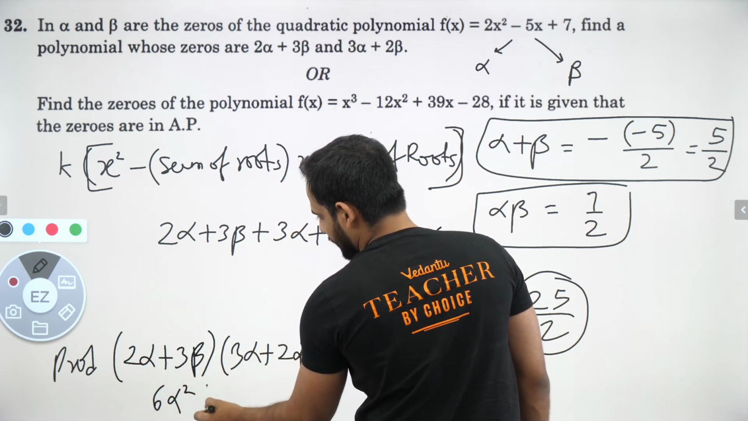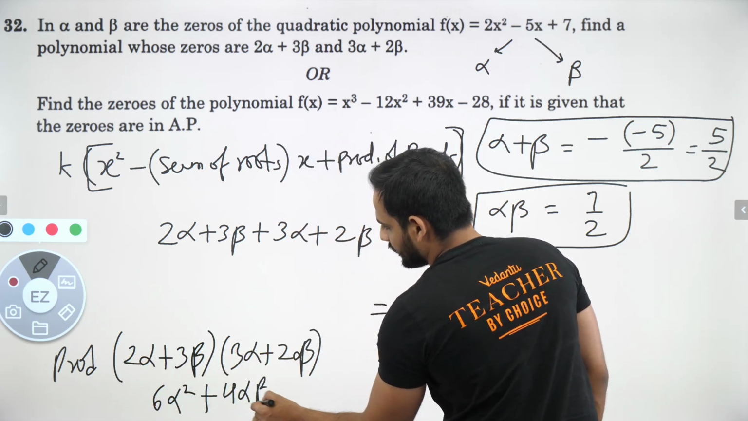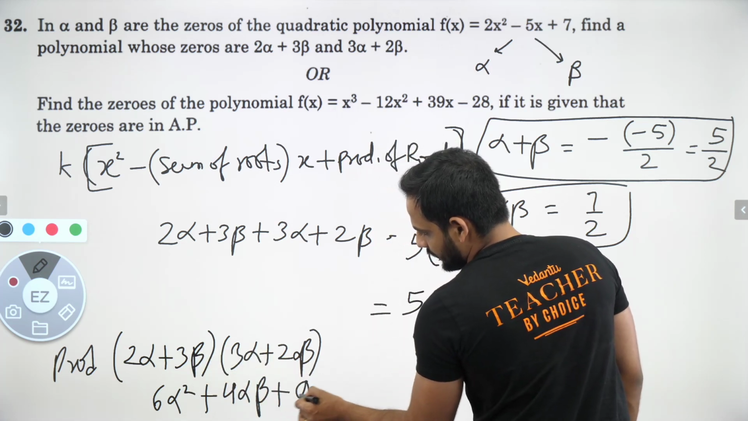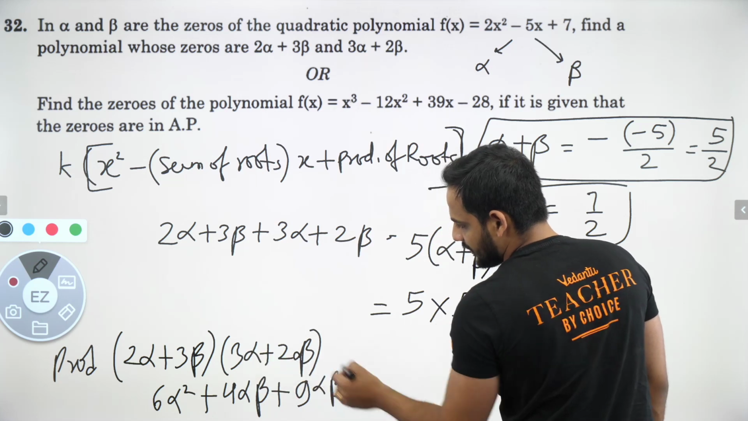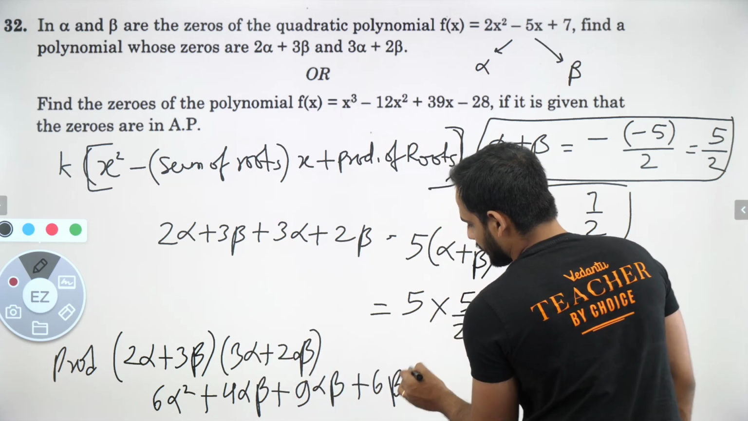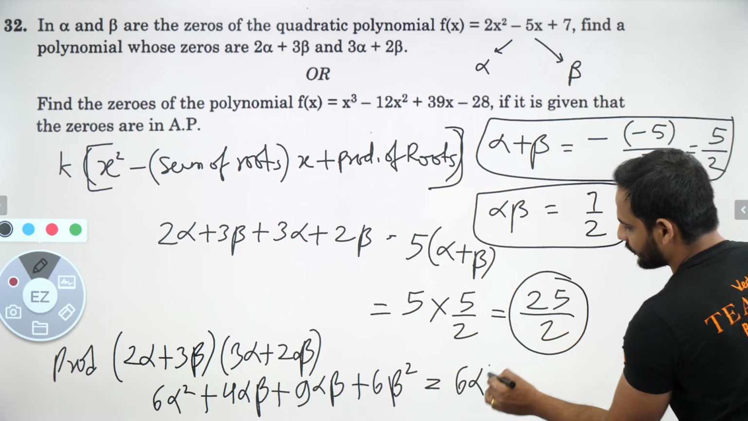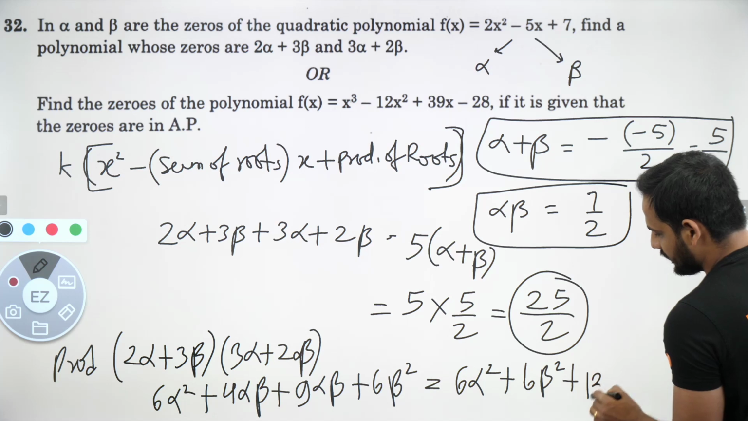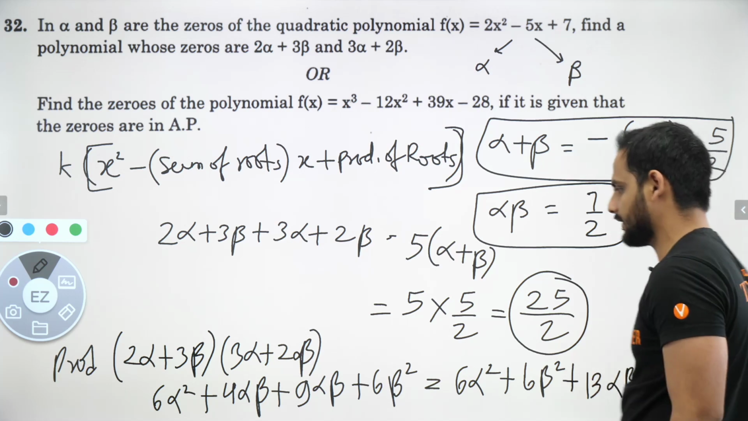2 alpha and 2 beta is 4 alpha beta. 3 beta and 3 beta, 3 beta and 3 alpha is 9 alpha beta, and 3 beta and 2 alpha is 6 beta square. ठीक है? So what you are getting? 6 alpha square plus 6 beta square plus 13 alpha beta. 9 plus 4 is 13 alpha beta.